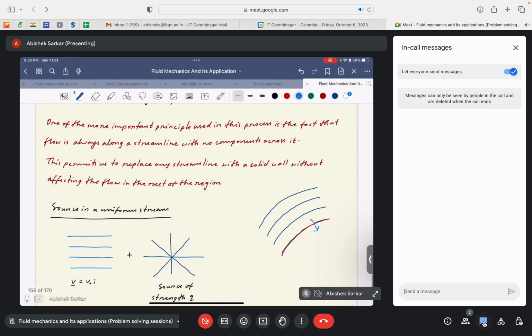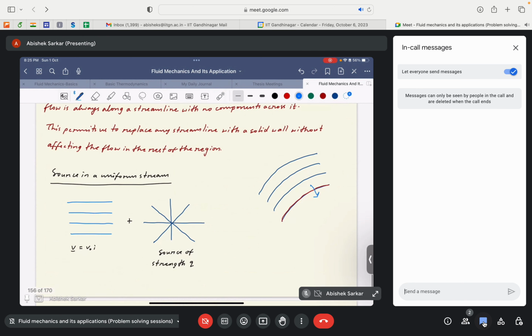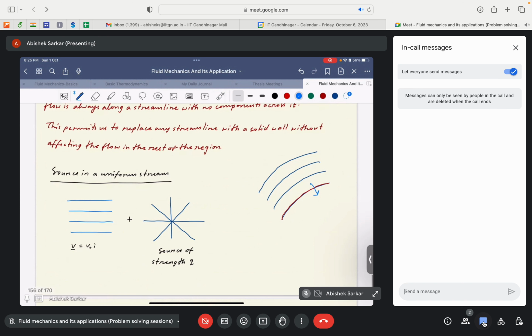Not only this one, if we want to simulate the flow over a curved surface, then this can be the scenario. We consider one of the streamlines, the bottom streamline, as a wall, then the upper streamline represents the flow field. And since there is no flow across the streamline, this region within the streamline can be considered to be the object above which we are simulating the flow.